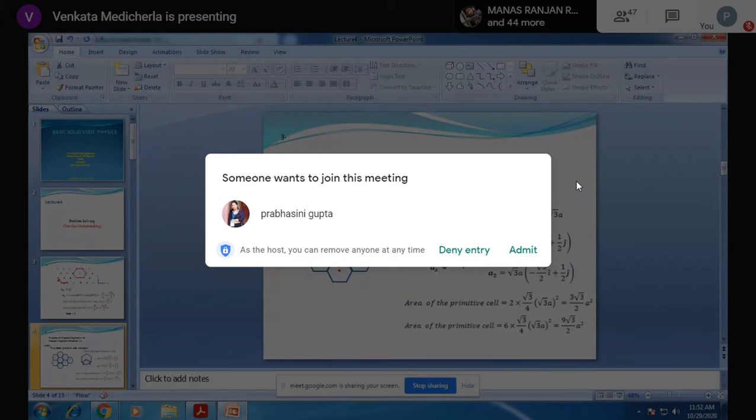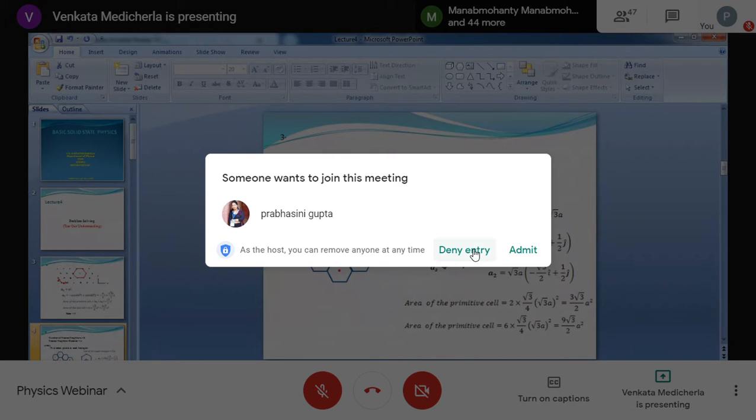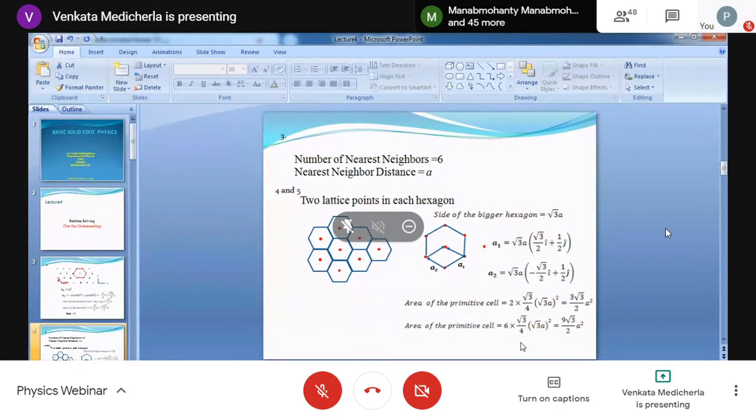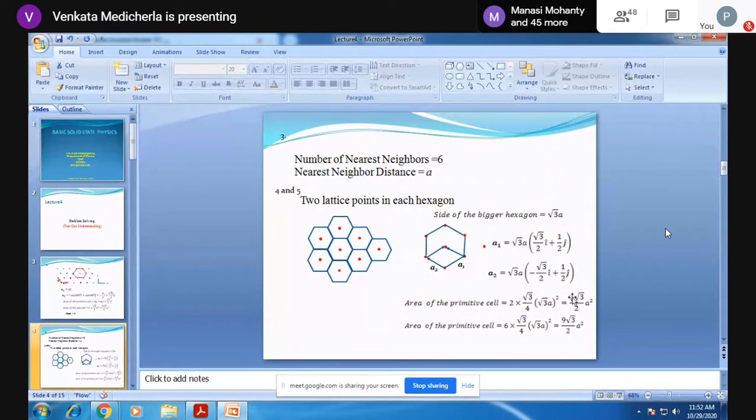This is always true for a hexagonal lattice in 2 dimensions actually. So that will be 6 into root 3 by 4 into root 3 a whole square. Simply multiply this quantity, 3 into root 3 by 2 a square, by 3. That will get 9 into root 3 by 2 a square. That's very easy. Okay, 3 times of this.